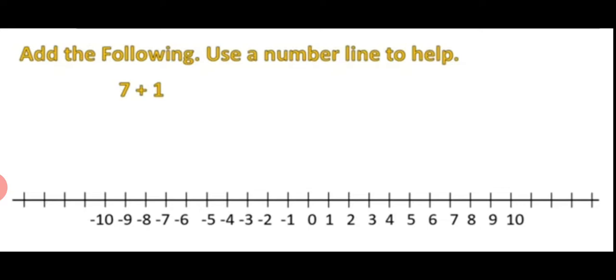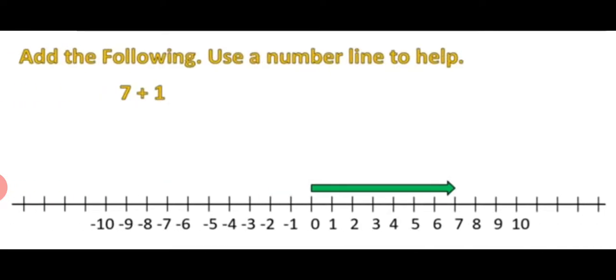Here the first number is 7. So first we shall start from 0. As 7 is a positive integer, so we move from 0 towards the right side, that means the positive side, and we move 7 units. As you can see here, the green line indicates that we moved 7 units towards the right side of 0, as the first number is 7.